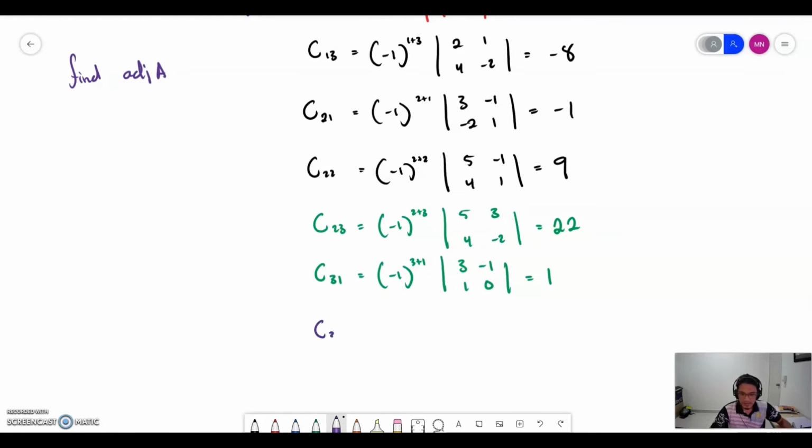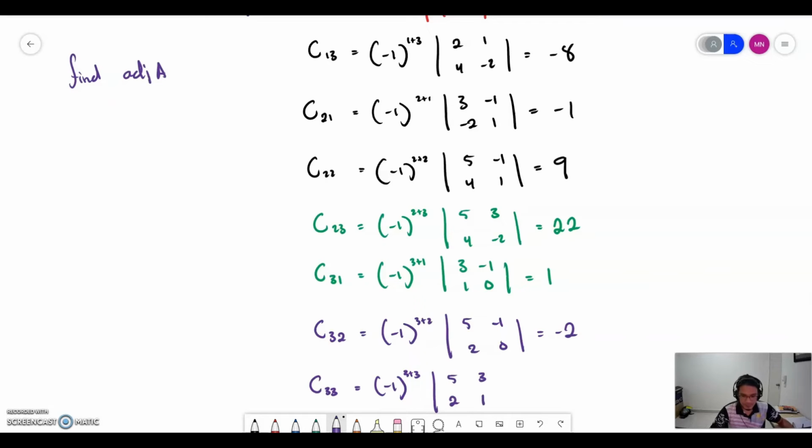Then C32, negative 1 to the power of 3 plus 2. So third row, second column, so it will be 5, negative 1, 2, and 0. So equal to negative 2. And finally, the cofactor C33 is negative 1 to the power of 3 plus 3. Third row, third column, so we have 5, 3, 2, 1. So that will be equal to negative 1.